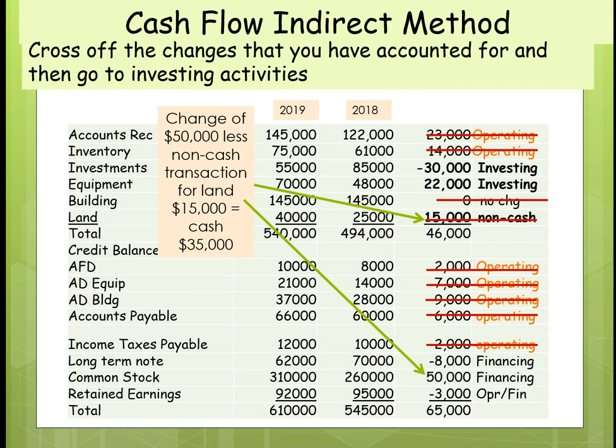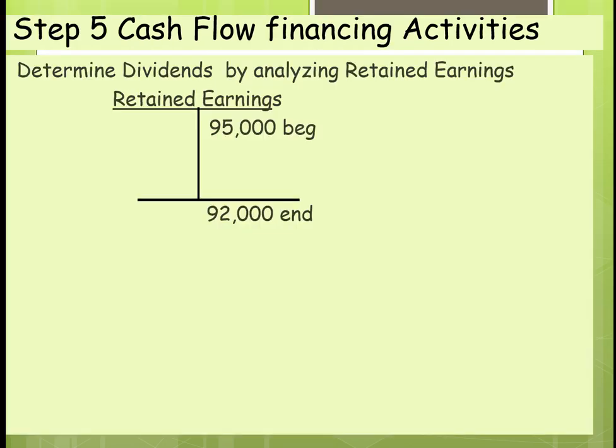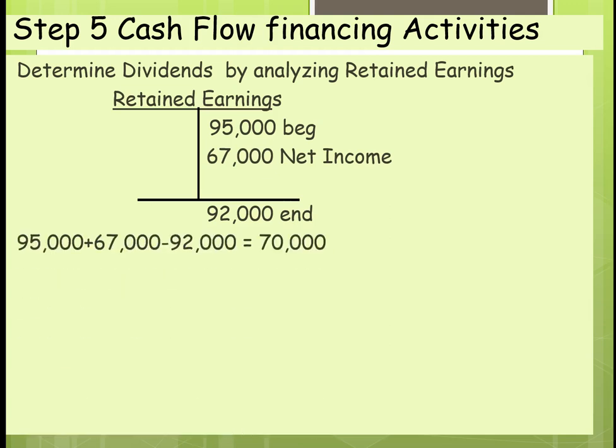And we're going to look at financing activity, remembering that we only have $35,000 from the common stock. So what do we have? We have to cross these out. And what do we have left? We have our long-term note, we have our common stock less the 15, and we have to figure out if dividends were paid. To determine dividends, we know that we started with 95 and ended with 92. The problem tells us we had $67,000 in net income. We do our calculation, which says we paid out $70 in dividends.